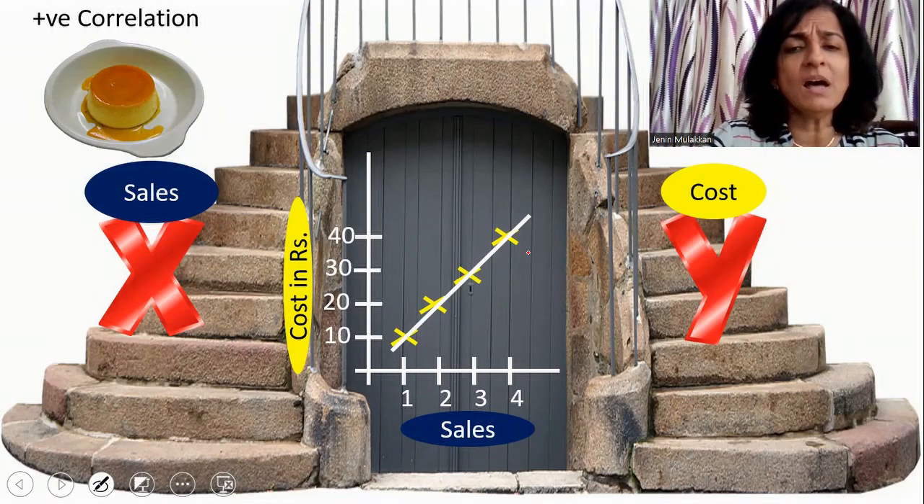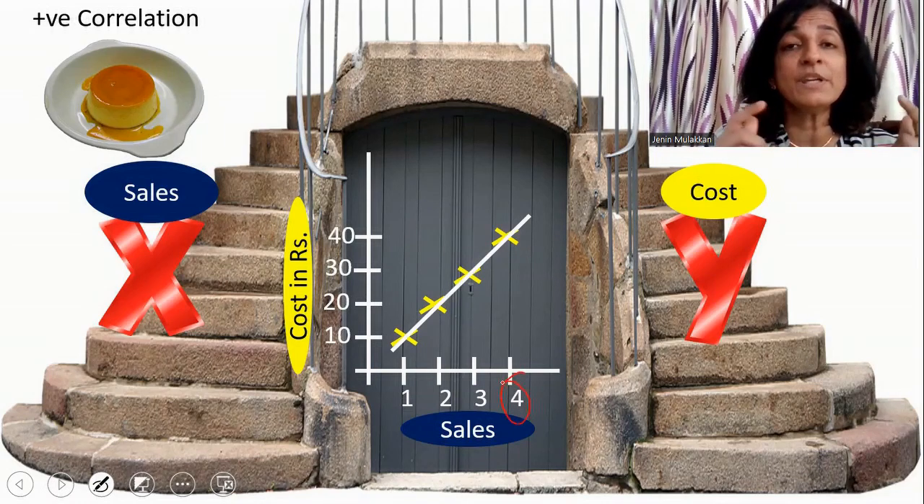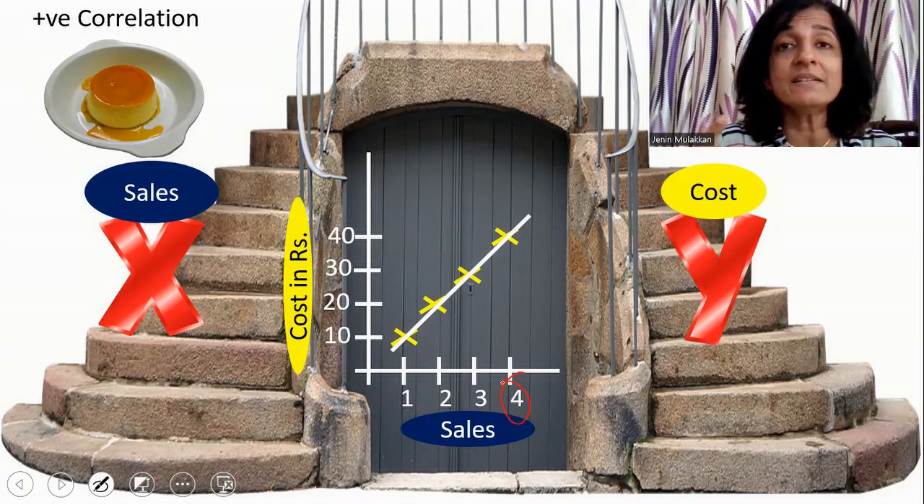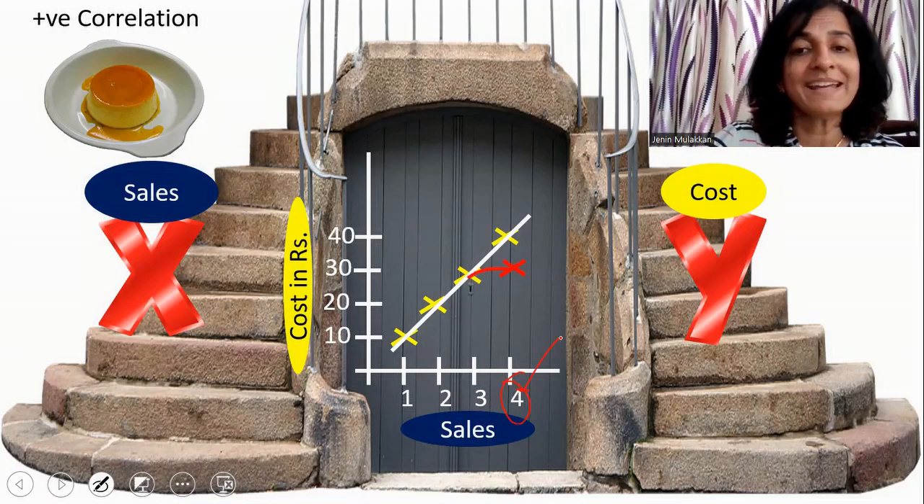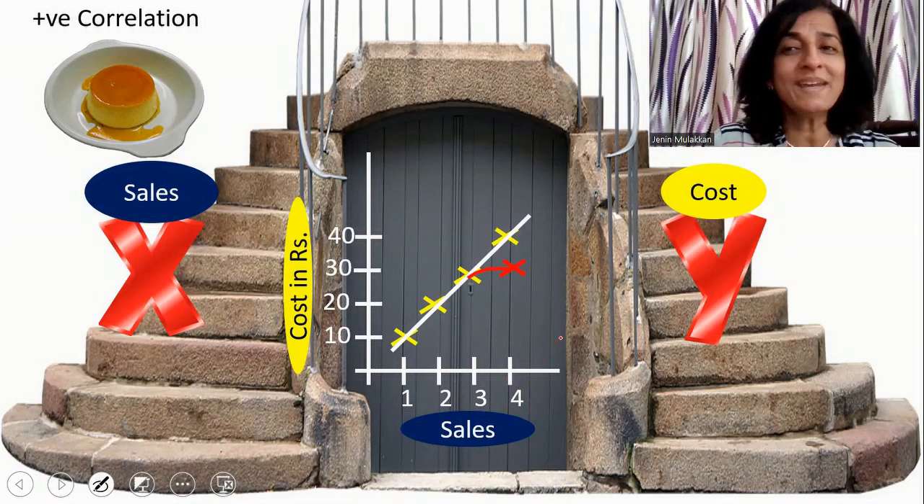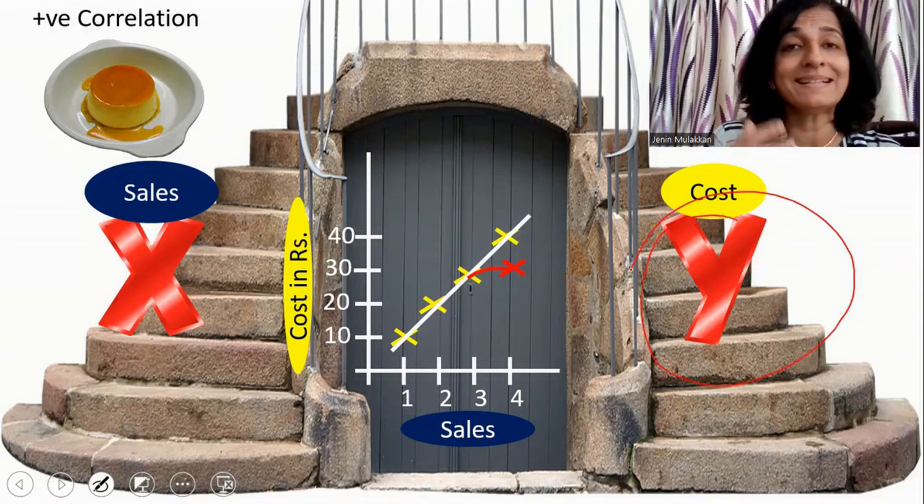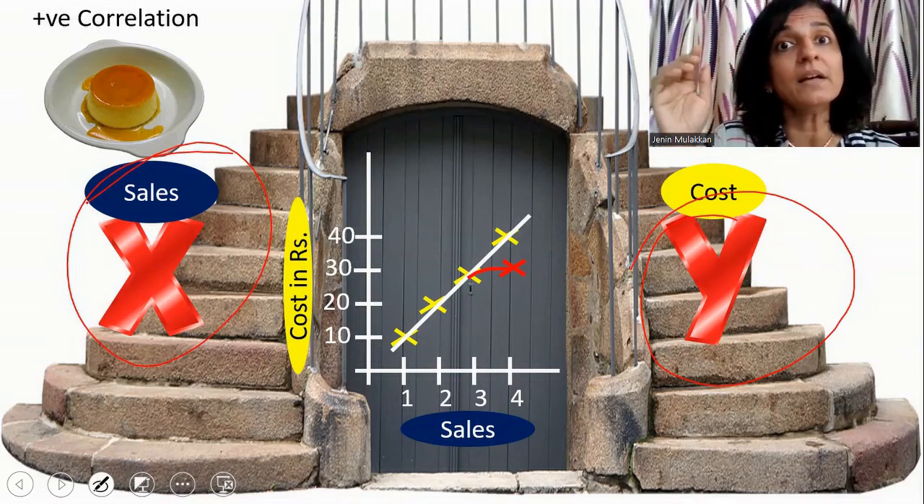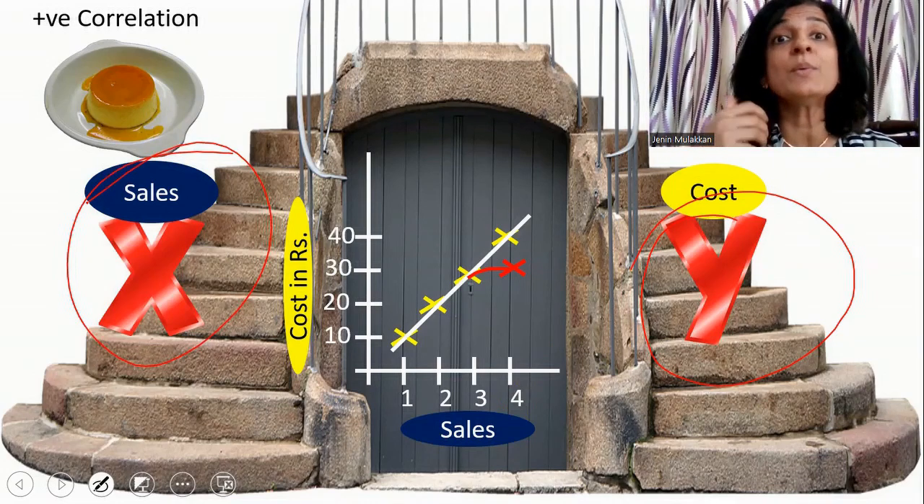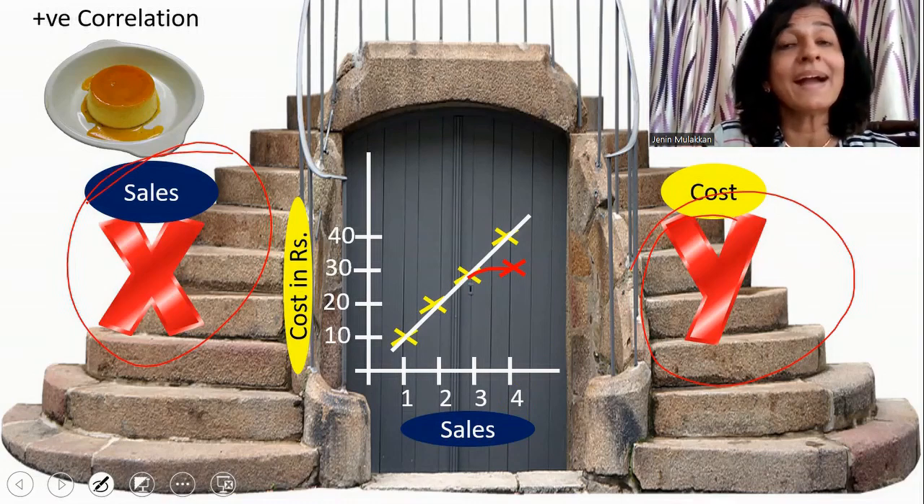Now, suppose you are making 4 puddings, and at that time you have to purchase the ingredients for making the pudding in bulk. Say the shopkeeper gives you a discount, which means that the cost reduces when you produce 4 puddings. So basically, the graph gets a curve, which means that the Y variable, that is the cost, has changed not only because of sales, but because of some other factor. What is that other factor? That other factor in this particular example was a discount that the shopkeeper had given you.